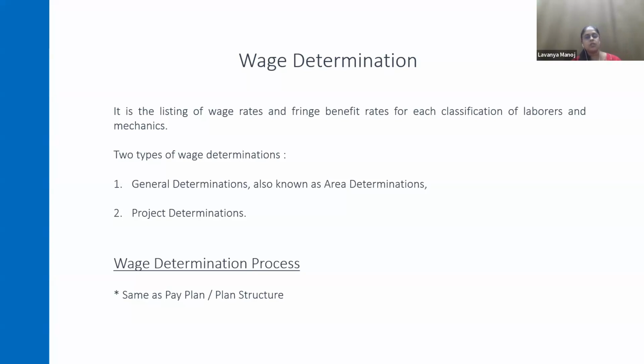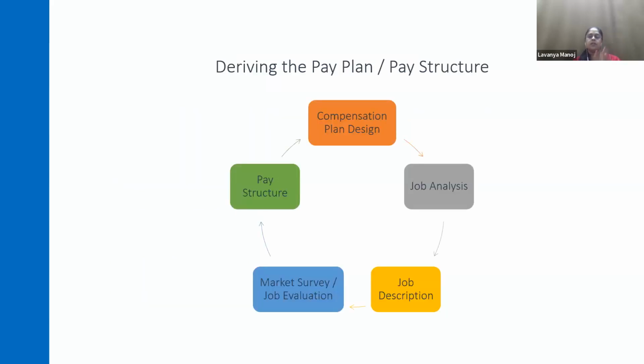That is area determinations. Project determinations are according to a particular project, the time duration of a particular project. One project may take 8 to 10 days in a month. The same project may take 10 to 12 days in the next month. So it depends on the project where the employees are made to work. So that determines the wages. And the wage determination process is the same as the pay structure plan, that is deriving the pay plan. Both can be done on the same day.